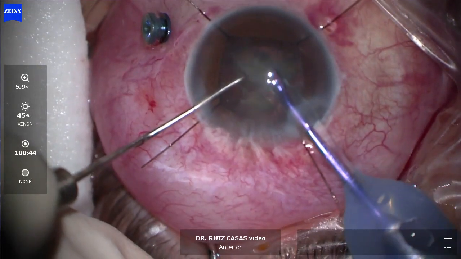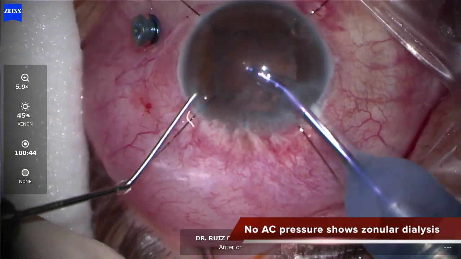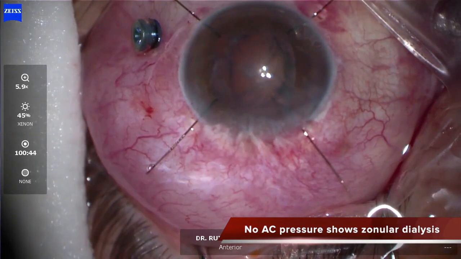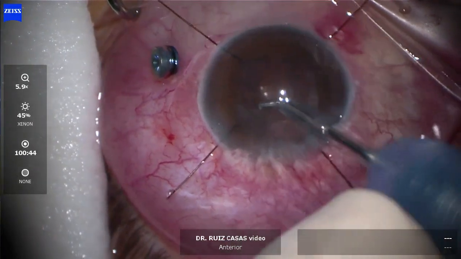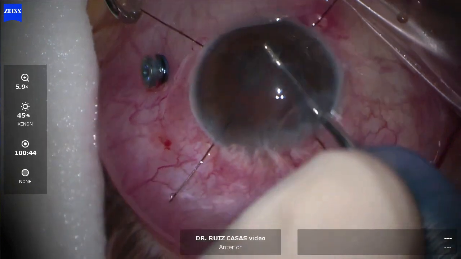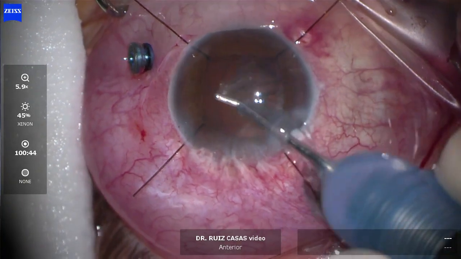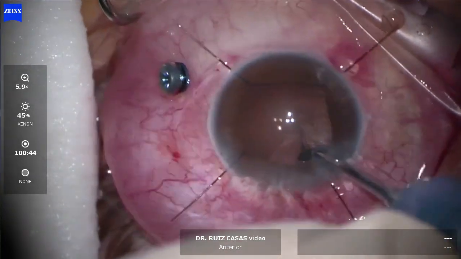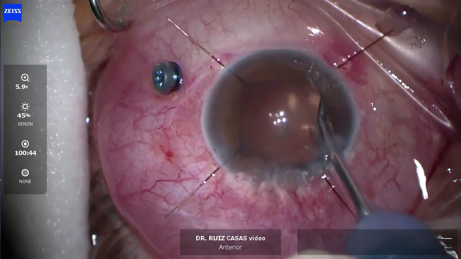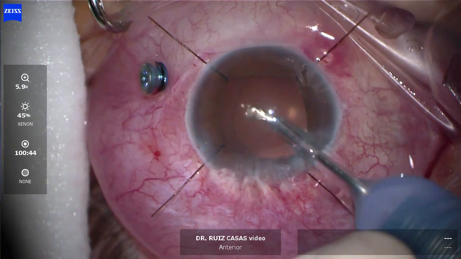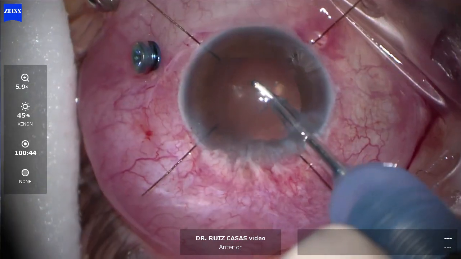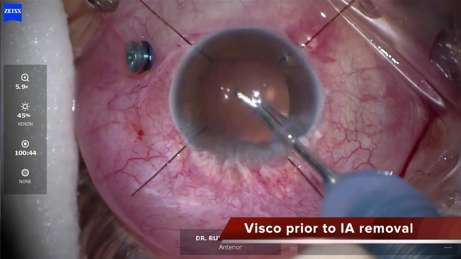side. As you can see now, I'm removing the lens remnants, and I want to take out the phaco. You see the zonular dialysis. So I kept on removing the cortical material, moving away from the zonular dialysis, and as you can see now, it was quite easy to engage the capsular bag and generate traction over it.